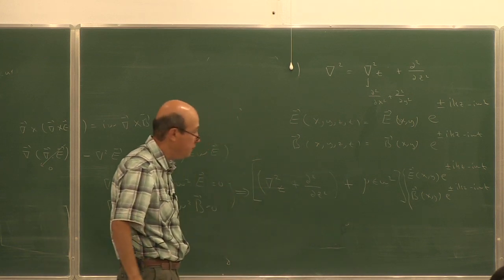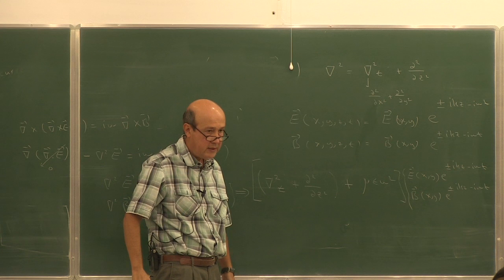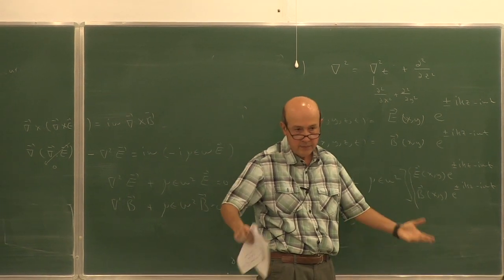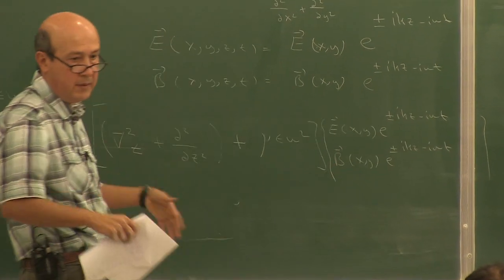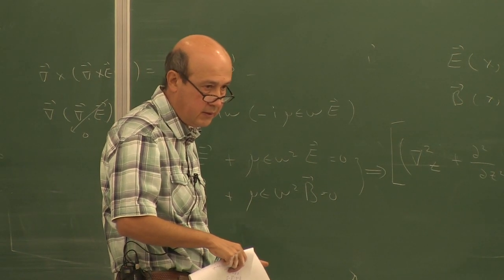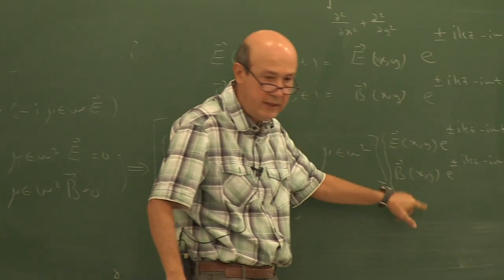So automatically you will see that this del squared over del z squared takes what? ik, plus or minus, it doesn't matter. That becomes what? Minus k squared. Okay? So if you add this, one of the solutions doesn't have z dependence.